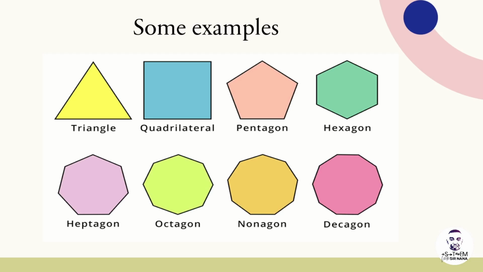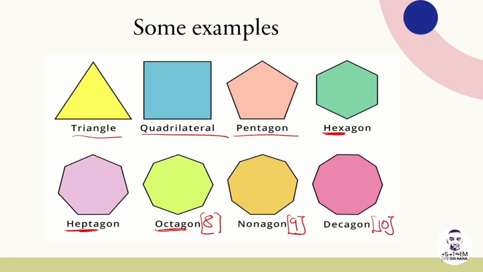So we have a triangle which has three sides basically. We have a quadrilateral that has four sides. We have a pentagon and it has five sides. We have a hexagon, right? Hex means six. So hexagon means it has six sides. Heptagon means seven sides. Octagon means eight, right? Nonagon means that it has nine sides. And decagon means that it has 10 sides.